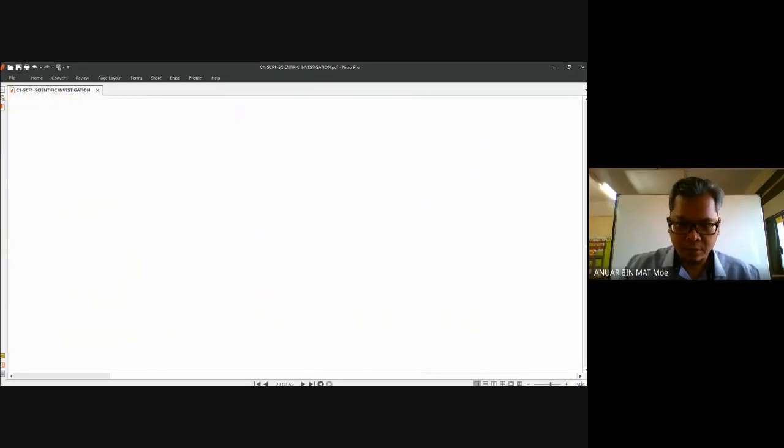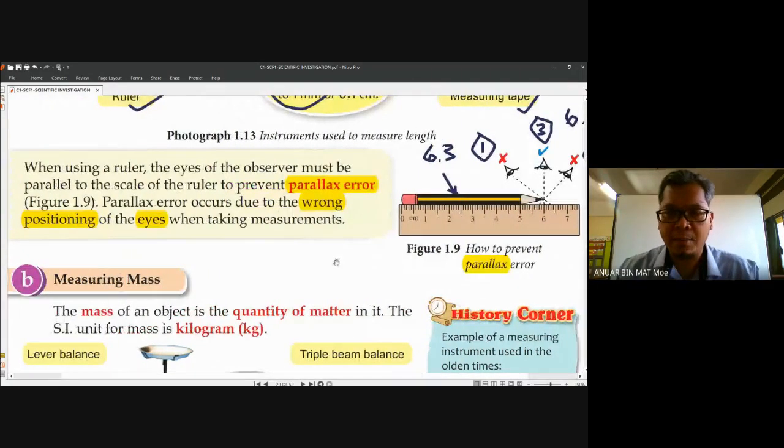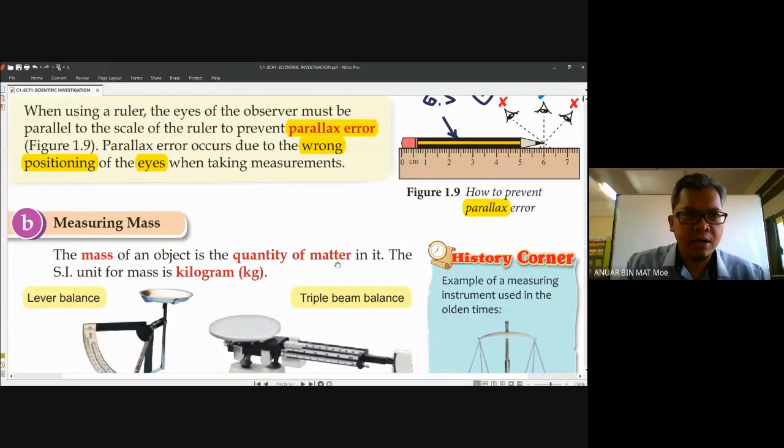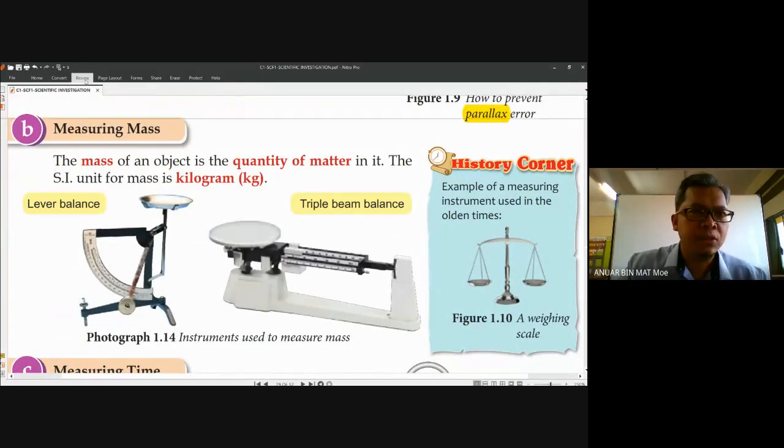Okay, parallax error is what we call in any measuring instrument that has the scale, not just a ruler. So we go to the next one. For example, here, the next object we want to measure is to measure the mass here.